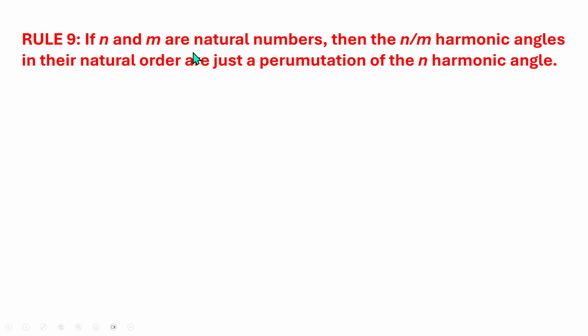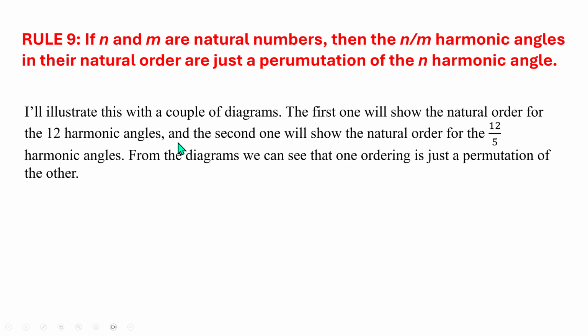Okay, rule 9. If n and m are natural numbers, then the n over m harmonic angles in their natural order are just a permutation of the n harmonic angles. More corrections to make. I'll illustrate this with a couple of diagrams. The first one will show the natural order for the 12 harmonic angles, and the second one will show the natural order for the 12 over 5 harmonic angles. From the diagrams, we can see that one ordering is just a permutation of the other.